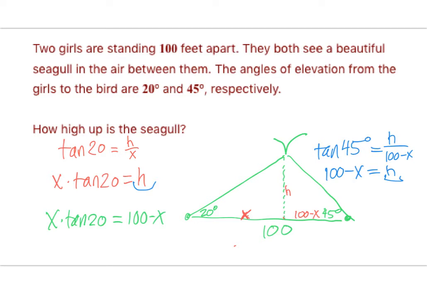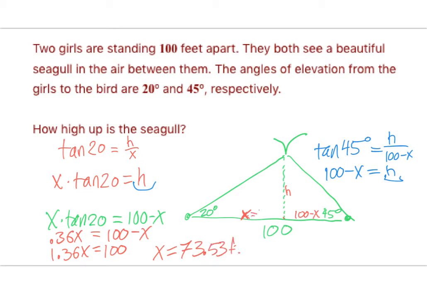I'm going to do a little bit of math now. Tangent of 20 is going to be 0.36. So we get 0.36x is equal to 100 minus x. If I add that x to the side, we get 1.36x is equal to 100. Dividing 100 by 1.36, we get x is going to be 73.53 feet. Unfortunately, that's this part, and that's not what we were looking for here.